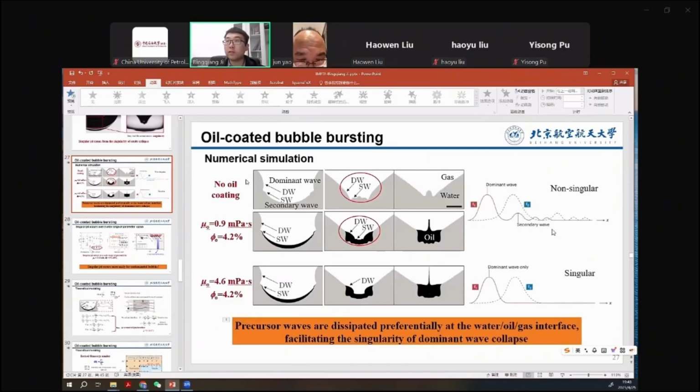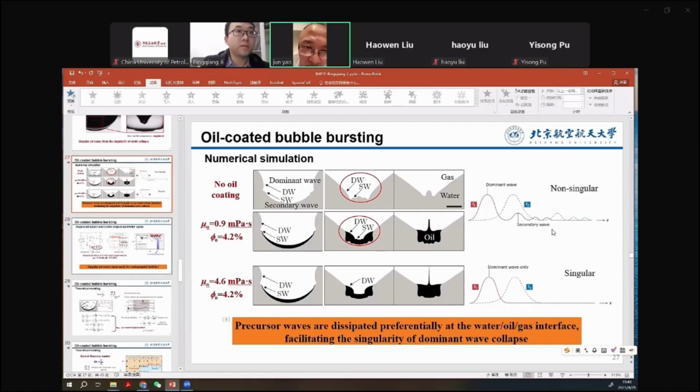Yes. So in this case, for the oil-coated bubble bursting, we conducted experiments and also simulation. This simulation was conducted by Professor Jesse Ort at Brown University. We use Basilisk here. It's an open source CFD code, using the DNS method.